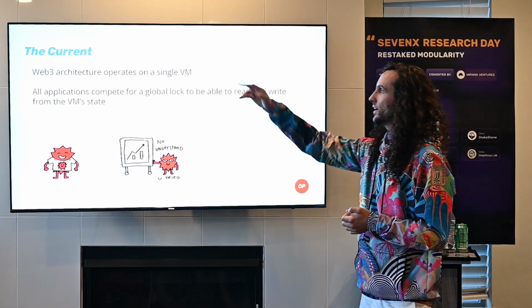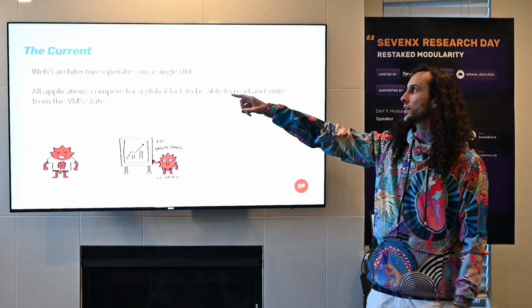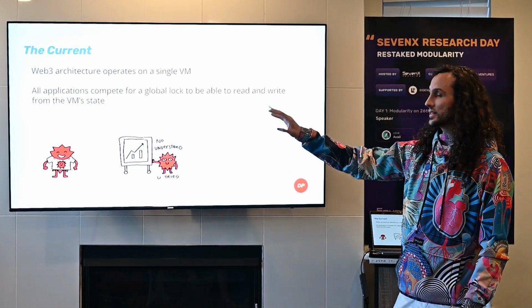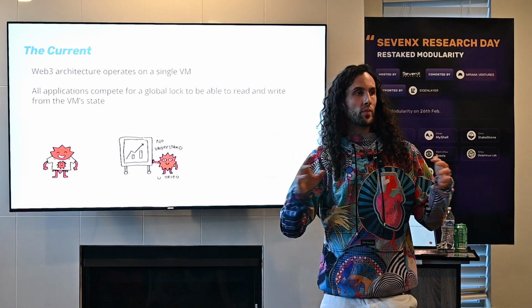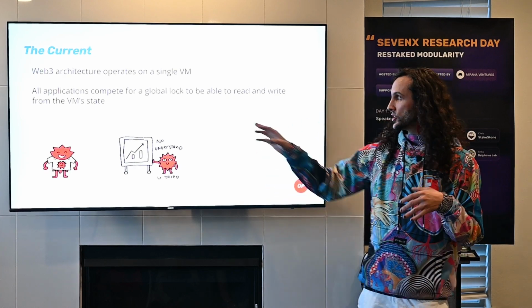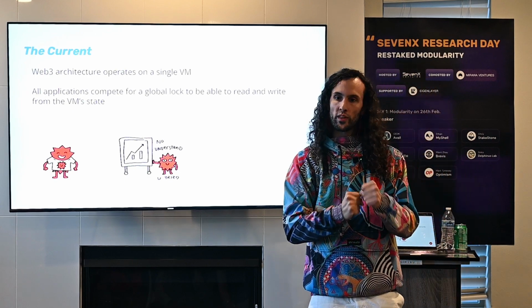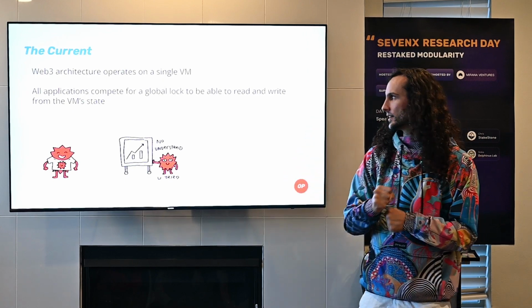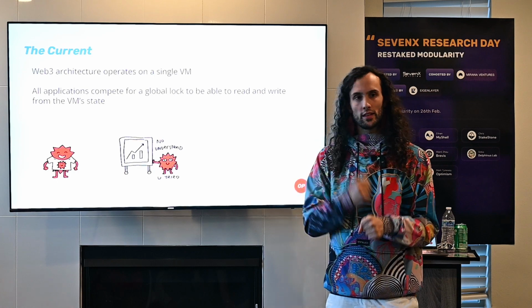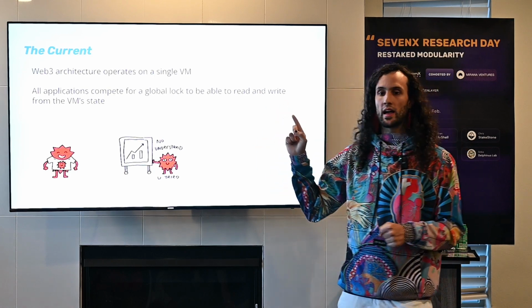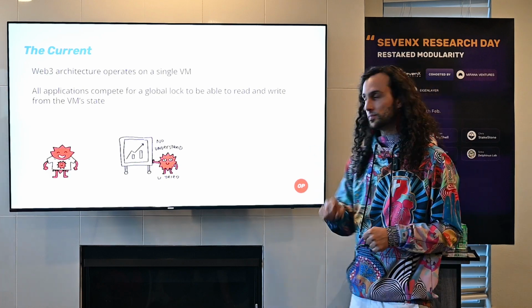So the current, Web3 architecture, operates on a single VM. Basically, all the applications are competing for this global lock. They're the only one able to do anything at a single time. They get this lock, they're the transaction that's executing, and they're the only one that's allowed to read and write at that time.